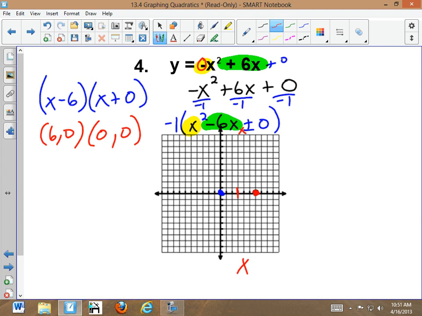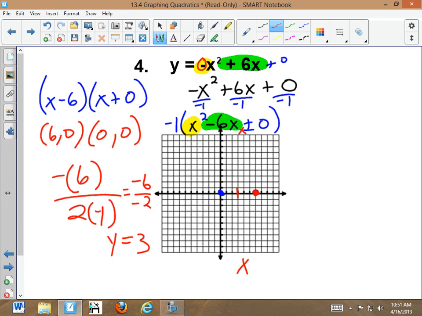I was adjusting my binoculars. I'm starting to see if the answer is right or wrong. So now I go the opposite of B over 2 times A. Back to the original. 6. Negative 1. Negative 6 over negative 2, which equals 3. x equals positive 3. 1, 2, 3. There's my vertex.